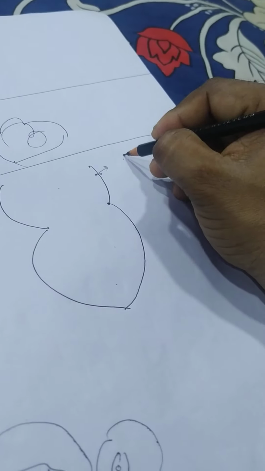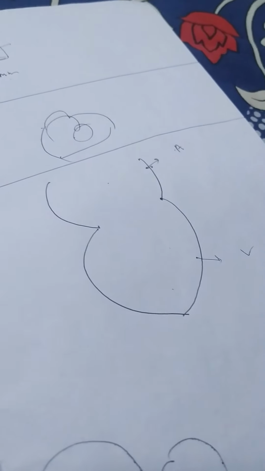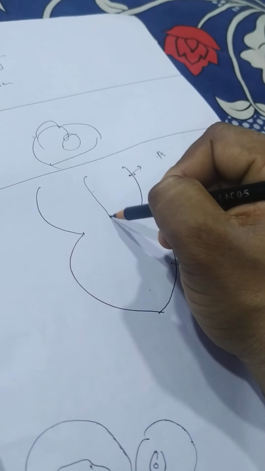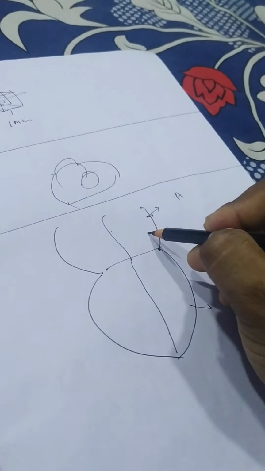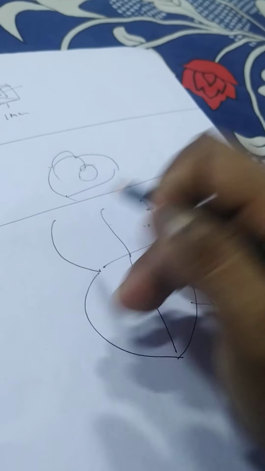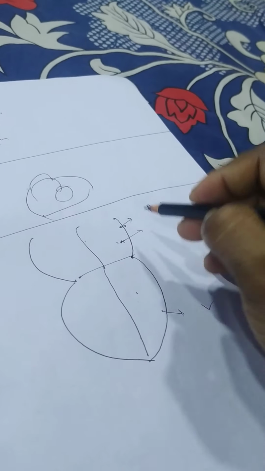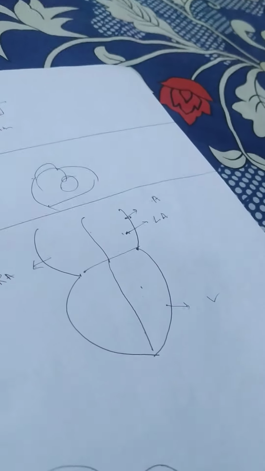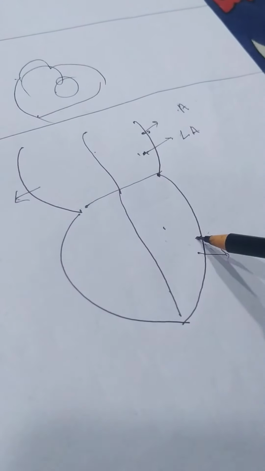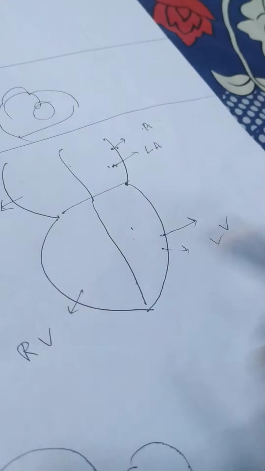It has an upper and a lower part. The upper part is called auricle and the lower part is called ventricle. There are four chambers in our heart. This is the left part and this is the right part. The upper chambers are called auricles: left auricle and right auricle. The lower chambers are left ventricle and right ventricle.